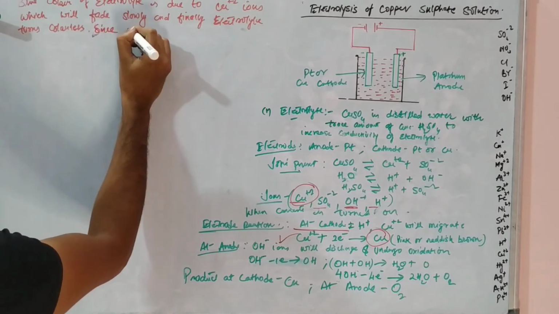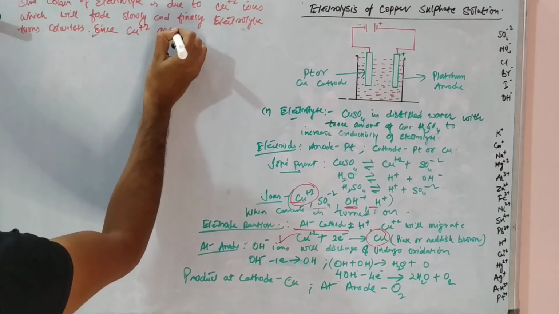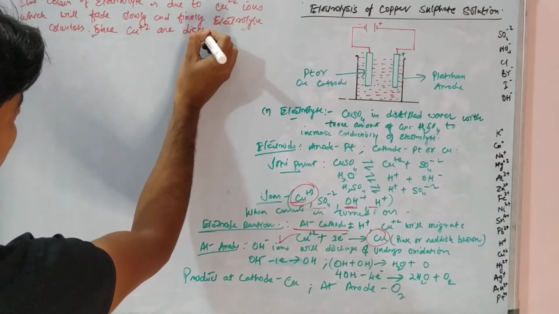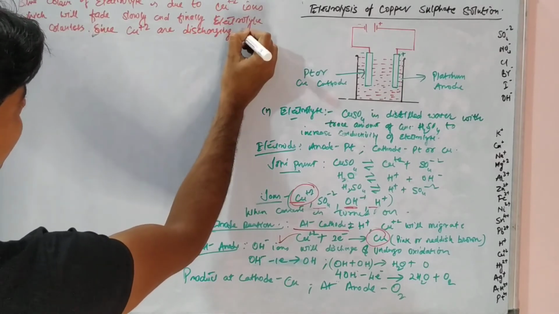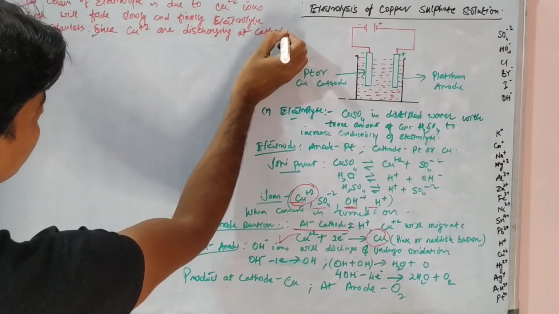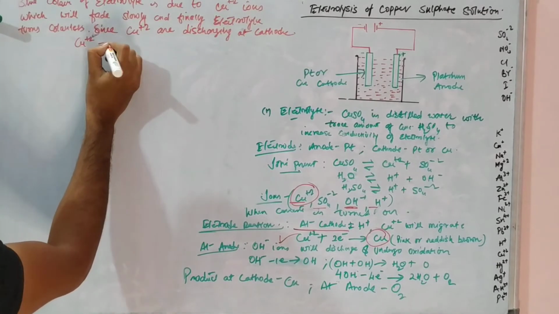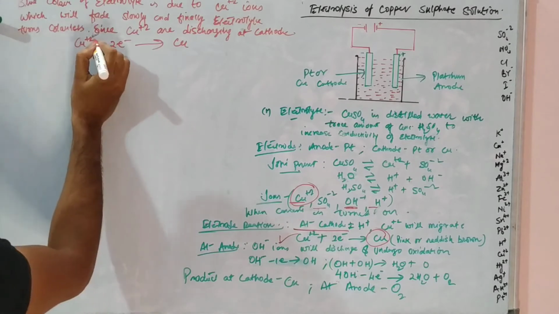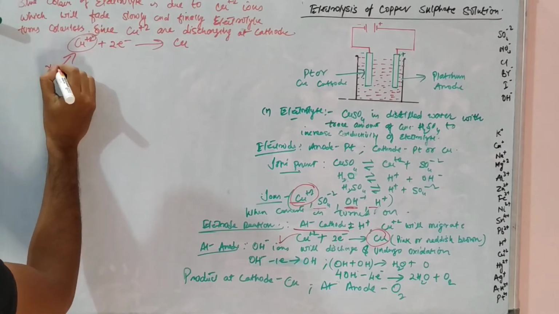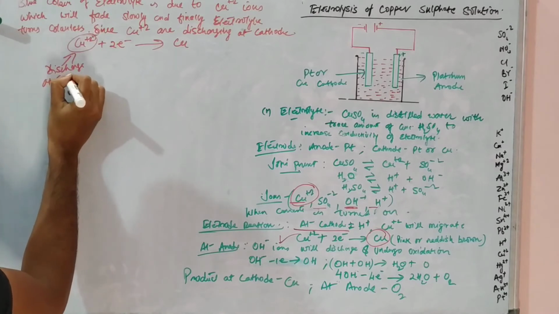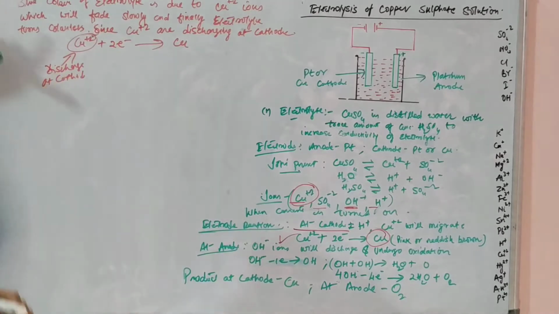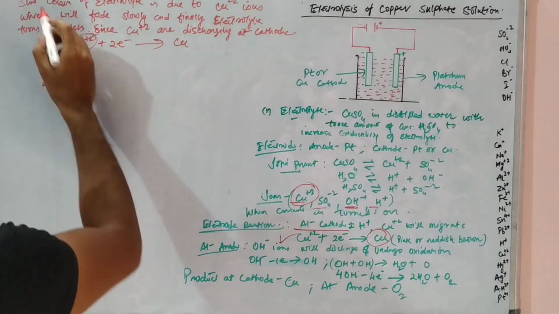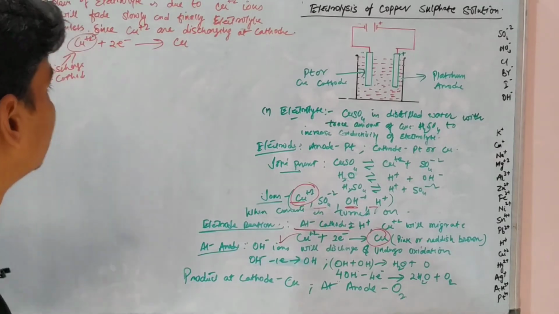Since copper ions are discharging at the cathode, all these copper ions are discharging at the cathode, giving you copper metal. And the blue color of the electrolyte was due to these copper ions. So the blue color of the electrolyte will fade and will turn colorless.